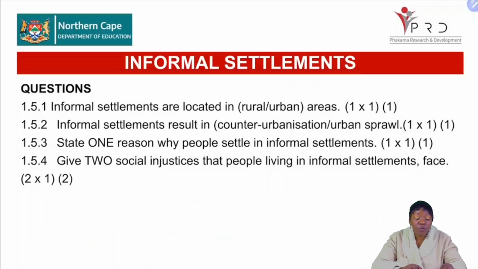Then number 3, you state one reason why people settle in informal settlements. Then number 4, 1.5.4, you give 2 social injustices that people living in informal settlements are faced with. Remember, we have talked about what the injustices are. So just any 2 that the people living in these informal settlements are faced with. So I'm going to give you just 4 minutes. Then after 4 minutes, we will move to the next questions.